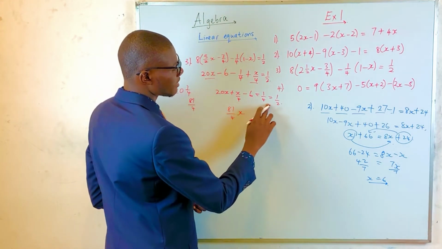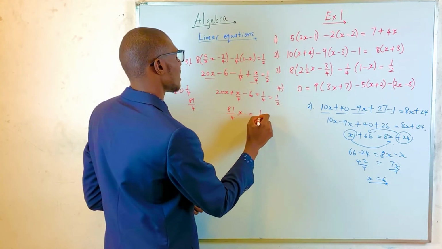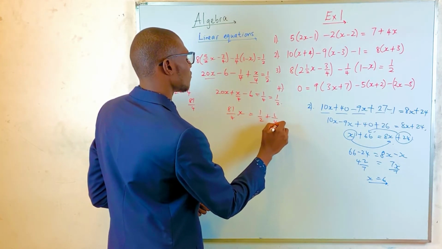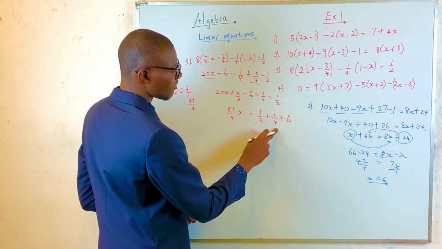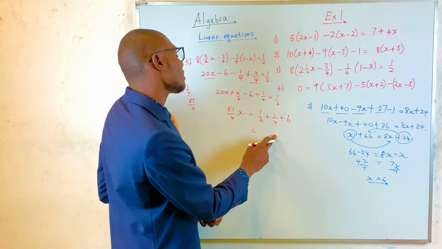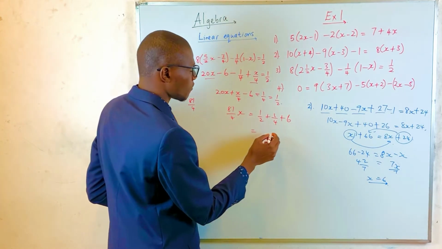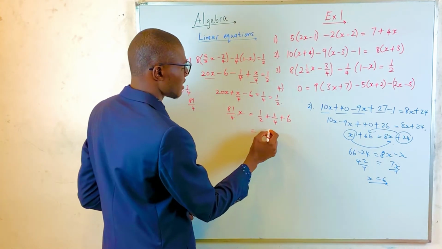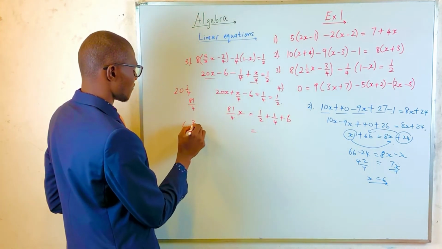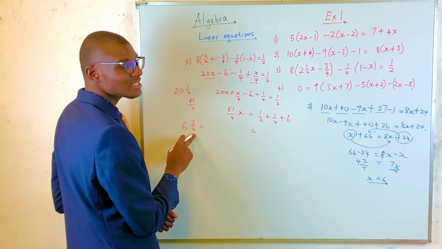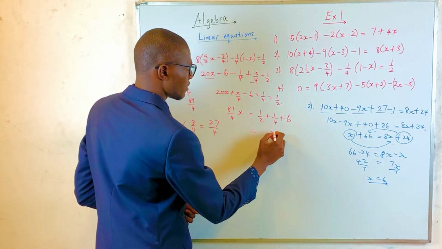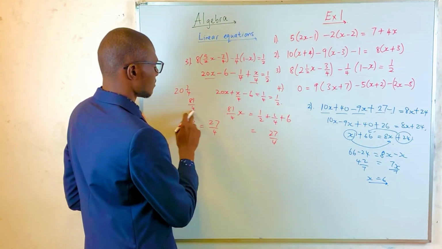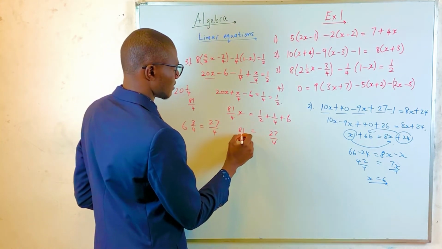And then if we take that to the other side, this will be half plus 1 over 4 plus 6. But we know half plus 1 over 4 will give us 3 over 4. So 3 over 4 plus 6, that's 6 and 3 over 4, which is 6 times 4, 24, plus 3, 27 over 4. So 27 over 4 is equal to 81 over 4x.